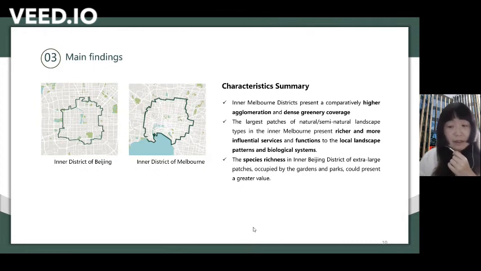In the inner Melbourne districts, the largest patches of natural and semi-natural landscape types present richer and more influential services and functions to the local landscape patterns and biological system. However, the species richness in the inner Beijing district of extra large patches occupied by the gardens and parks could present a greater environmental and ecological value than the inner Melbourne district.